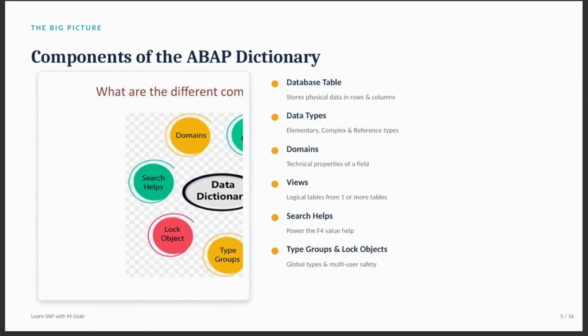Let's move further. Zooming out for a second, here are all the components that live inside the ABAP dictionary: database tables, data types, domains, views, search helps, type groups, and lock objects. Think of the dictionary as the parent and these seven as its children. We are going to walk through each one in a logical order, building from the simplest concept, the table, all the way up to the more advanced ones like lock objects.